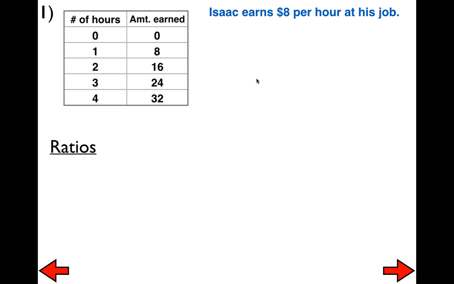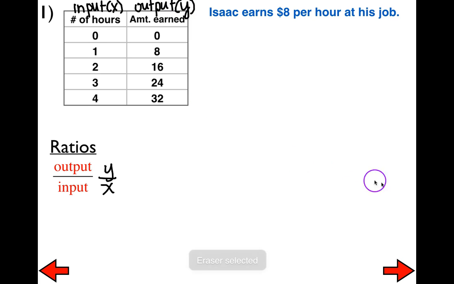So now let's check our ratios. We're going to set it up as y over x. We don't use the first 0, 0 because that would be undefined. Here I would set it up as output over input, also known as y over x. But I want you to be familiar with the vocabulary that we're going to be using. This is your input, which we often refer to as x, and this is your output, which we refer to as y in most cases.